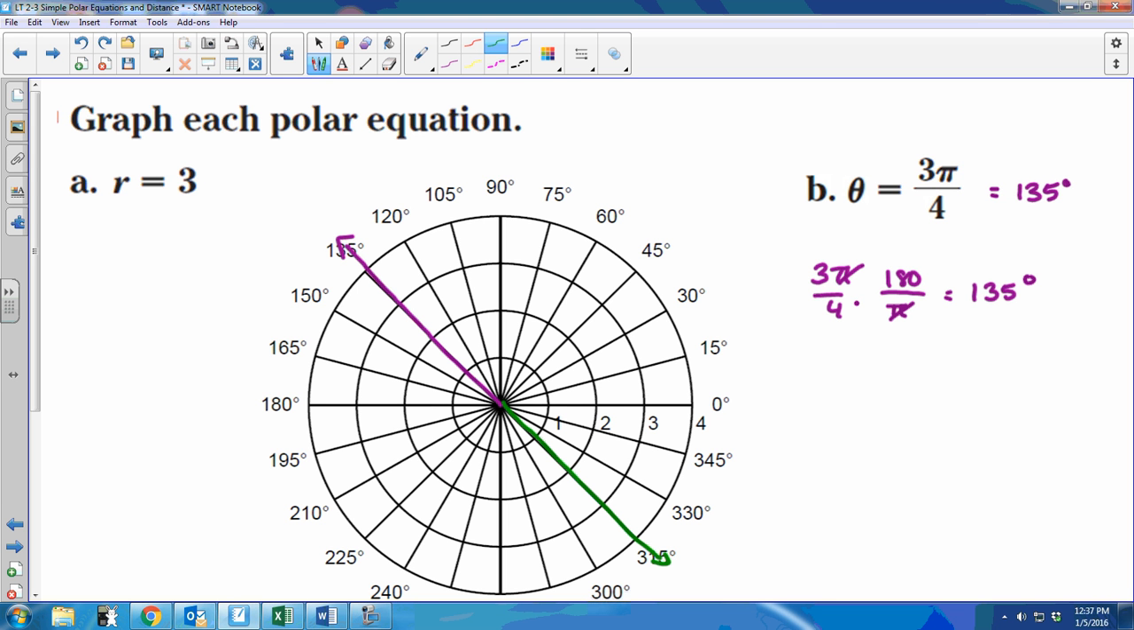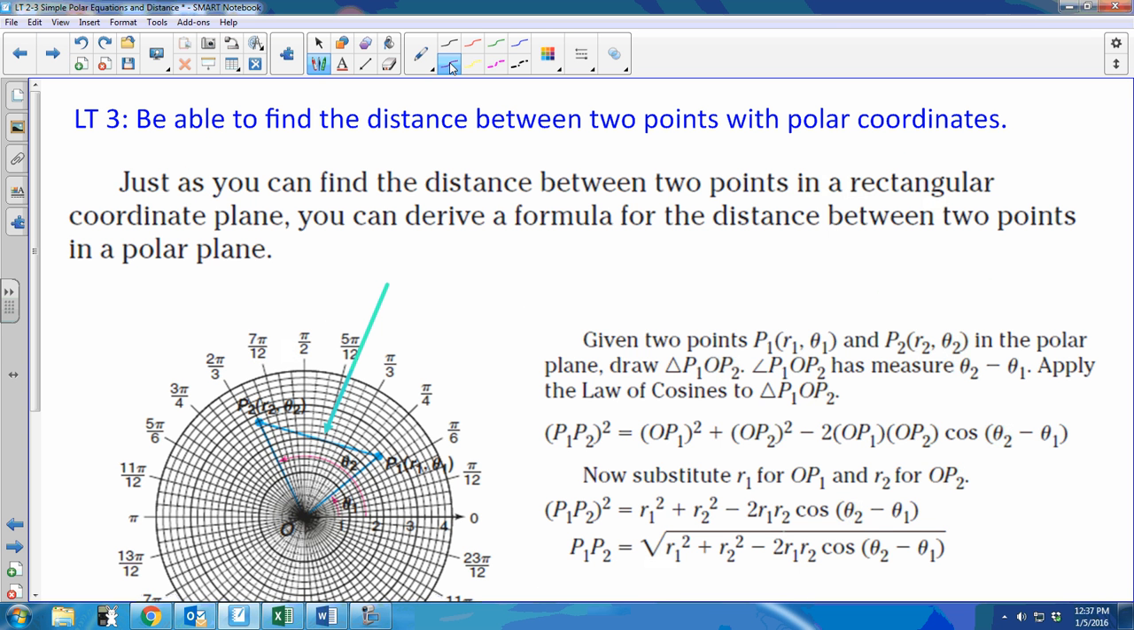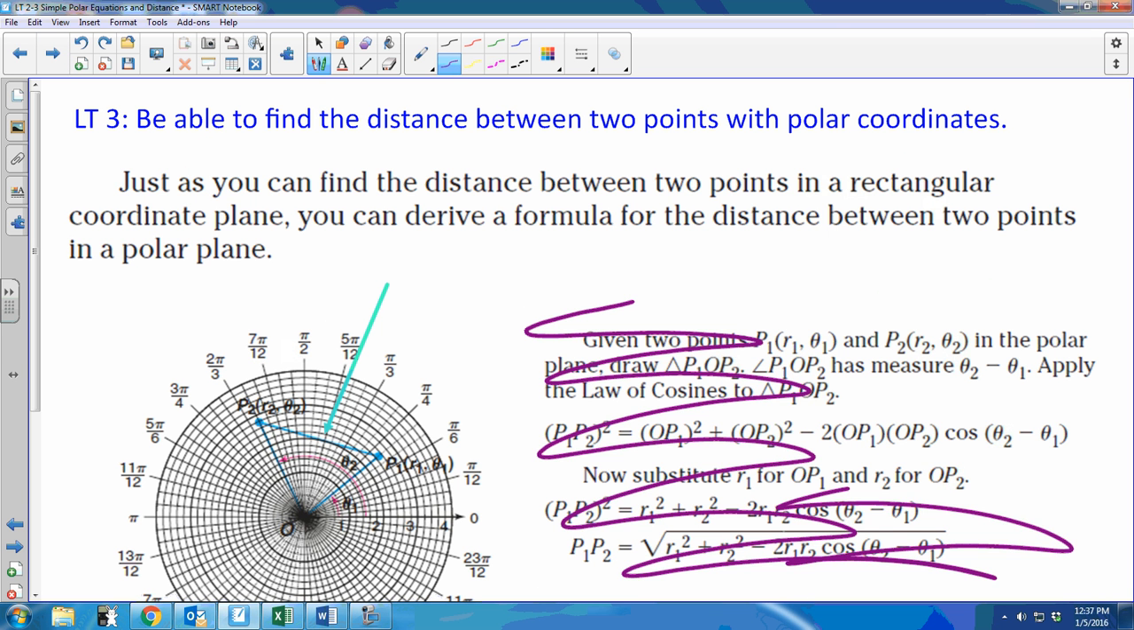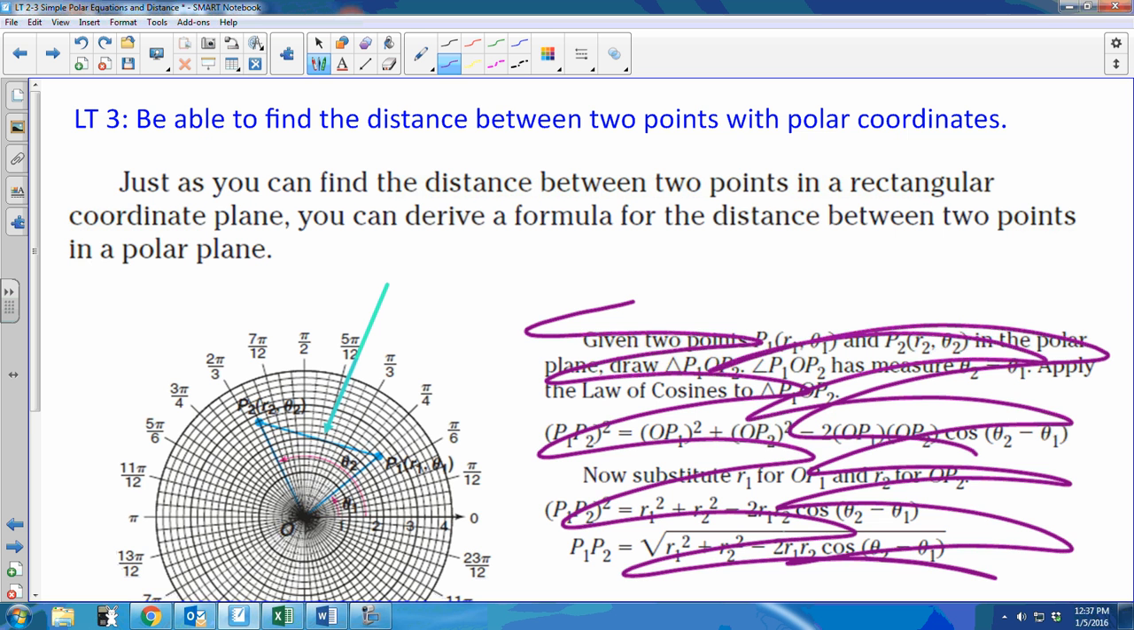All right, so half your homework tonight is learning target 2. You're graphing r equals and theta equals. They're simple like that. They're just constants. Okay. Learning target 3. We're going to ignore all this so you don't get mad.